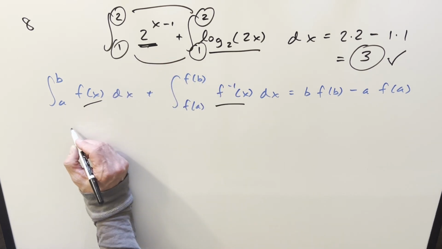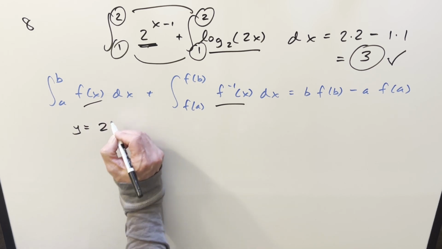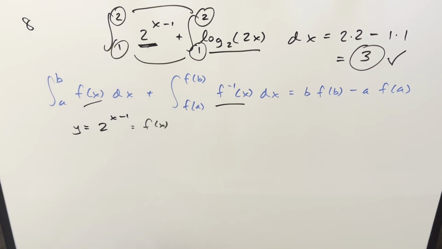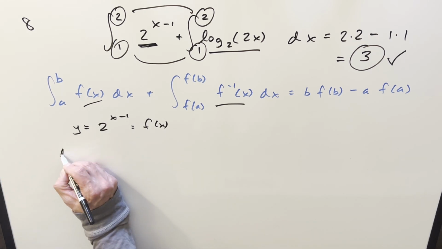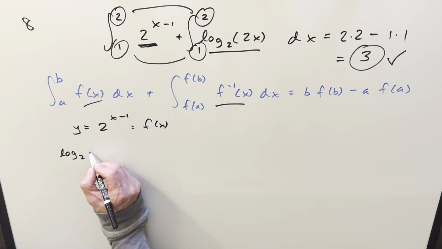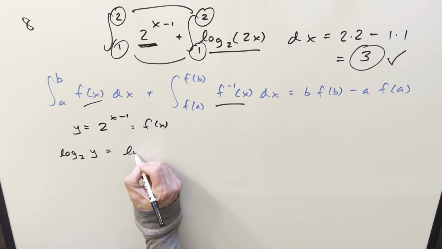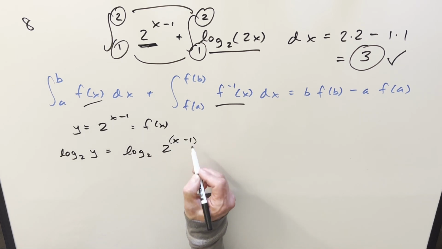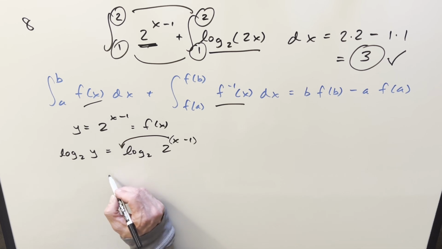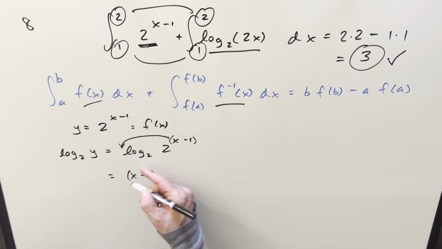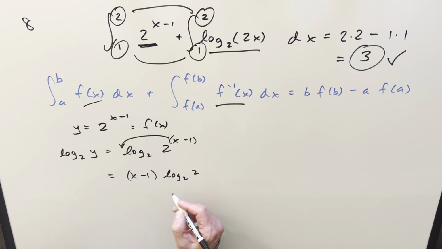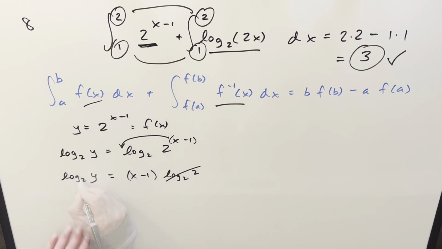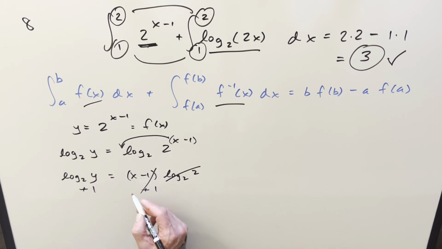If this is our f of x, let's write this as y equals 2^(x-1). To get the inverse, I should be able to solve for x and then switch the variables. So let's take log base 2 on both sides. We have log base 2 of y on the left, and on the right, log base 2 of 2^(x-1). Then I can use log properties and bring the exponent in front. So we have (x minus 1) times log base 2 of 2, but of course this is just 1, so this goes away. Then I can just add 1 on both sides, and now we've isolated our x.